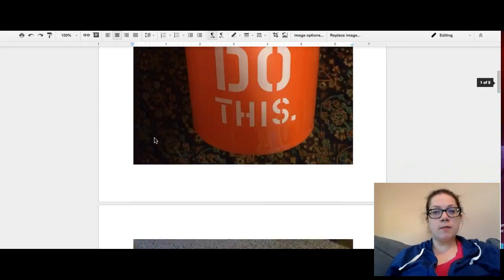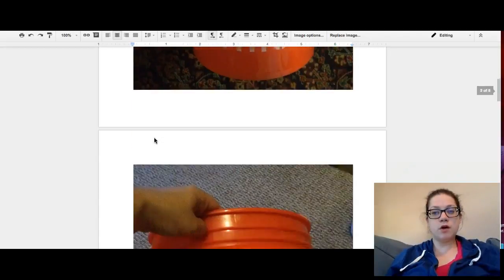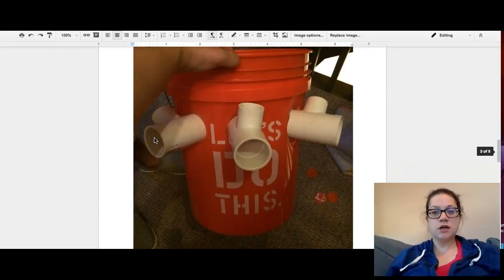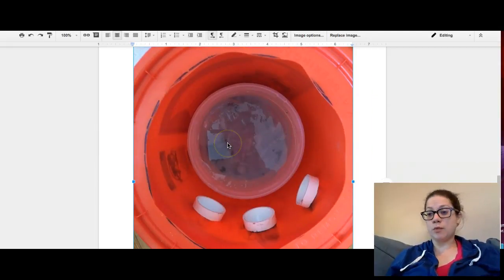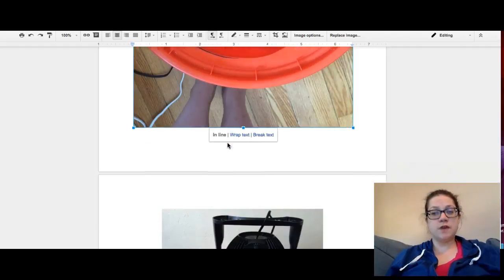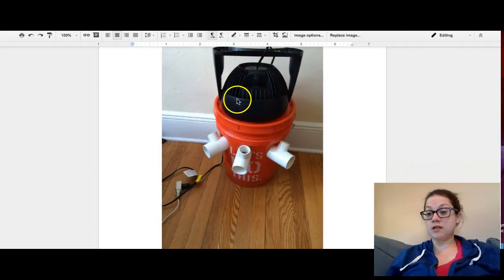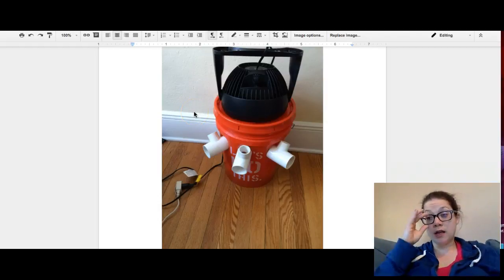So I got a bucket from Home Depot. I drilled some holes in it. I added my PVC piping and a Tupperware container with some water I froze to make ice to fit, and then I added my fan on top. So this cooled me down during the summer, and I thought it would be a cool inspiration for a maker project for my chemistry kids.